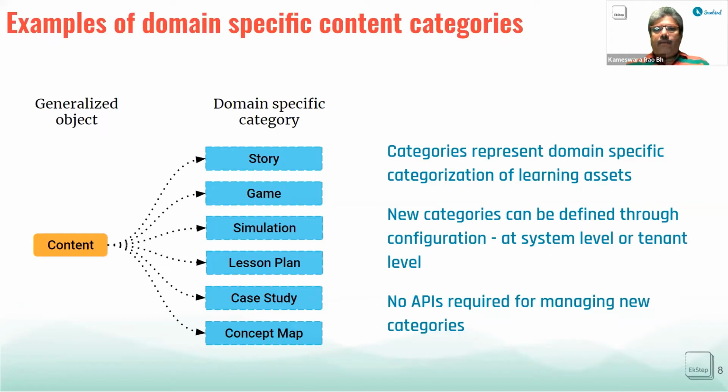What it enables is that when you want to extend or adopt Sunbird to your requirements, it becomes completely configurable. You don't need to create new APIs for new types of content. As long as the common set of data that the content object provides suffices, you just need to configure that with a new category and then start using it.